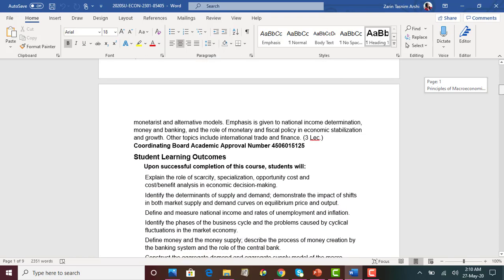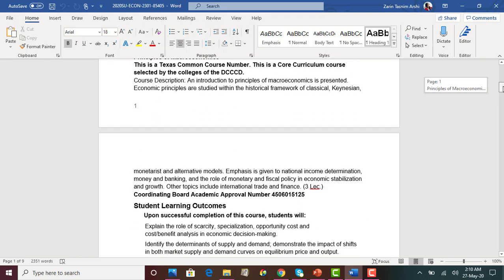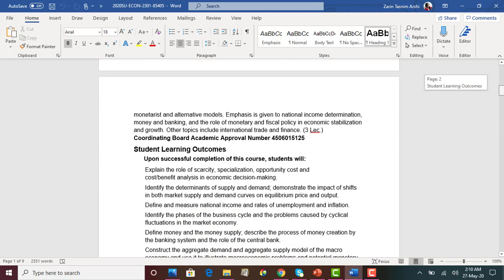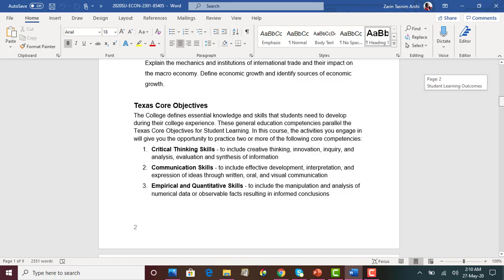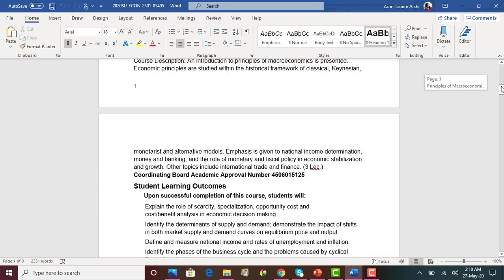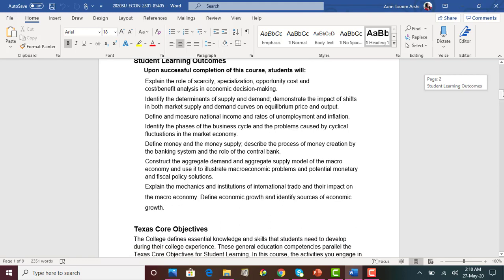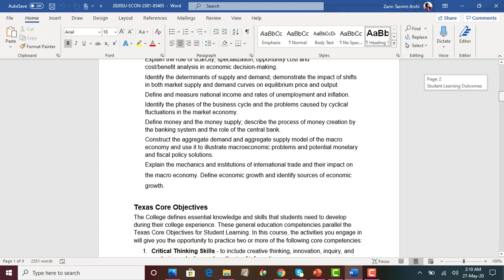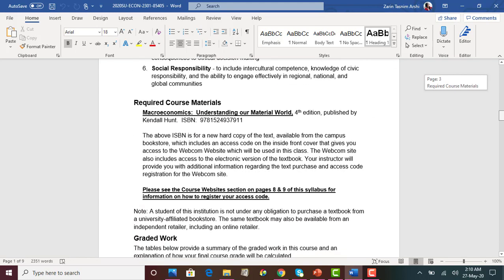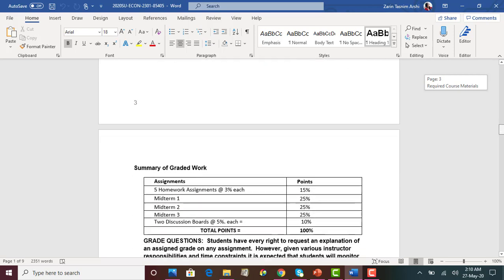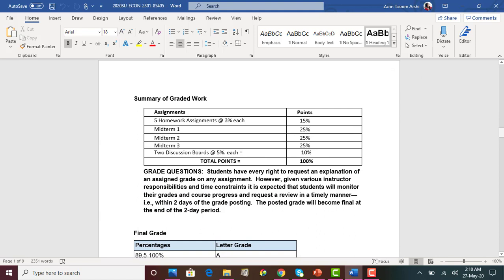And here in the syllabus you will see how you can get the web access. You should be able to find that information in this syllabus. Then there is some template information. These we have to put as required by the college or the institutions. What are the learning outcomes, what are the Texas core objectives, what you will learn from this course, and all these things. So I move on to page 4, which is important.